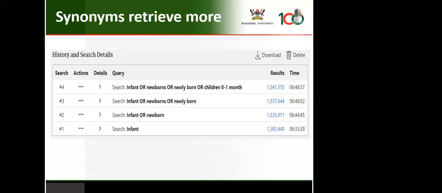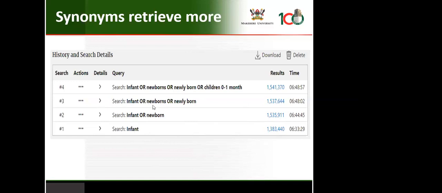I started with search one. If you look at the bottom, number one, I searched for the word infant. Let's start from the bottom going up. When I searched for the word infant alone, I got 1.3 million. Are you seeing the results? Then I said, but other authors called it newborn. They did not use the word infant. So I decided to bring in another synonym, infant or newborn. And do you see the results? Now they moved from 1.3 to 1.5.